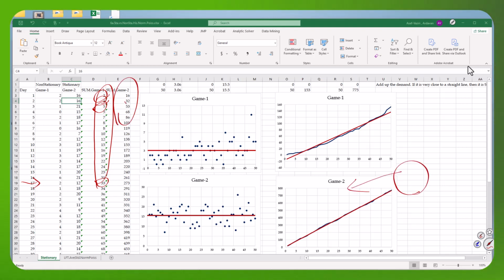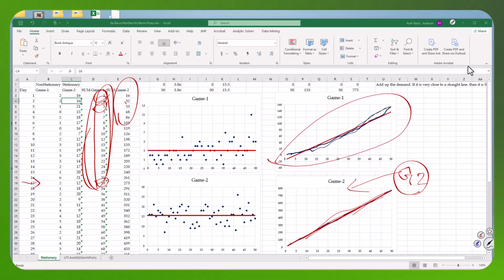If we draw that cumulative curve, it is very close to a straight line, as we see here. This is for stationary, and it's Game 2. But when we draw it for Game 1, we see that the curve is somehow away from a straight line, and that is non-stationary. And these lines that I have drawn here or here, they show the average for each game.